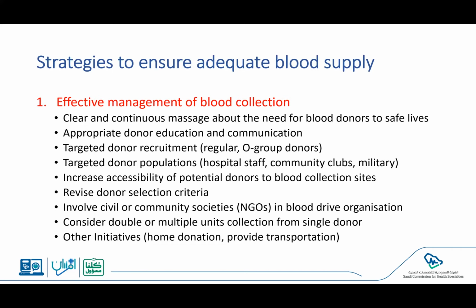The consideration of double unit donation, like red cell double unit donation, is another way to maximize the outcome from single donors. There are a few initiatives now in place, like home donation, which is something new that we are starting to see, and in our region also we started. However, it needs to be effectively managed, and the quality and safety of both the donor and the blood component collected need to be kept as a priority.